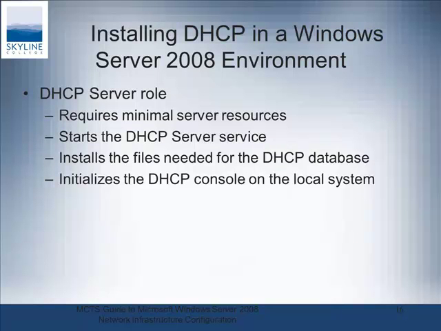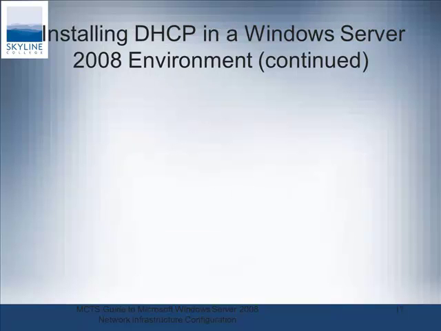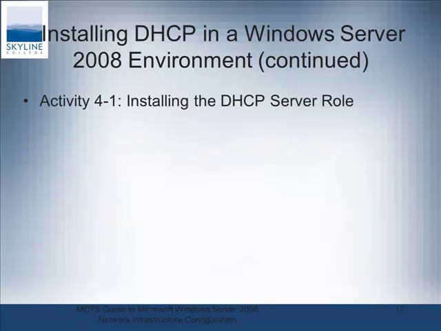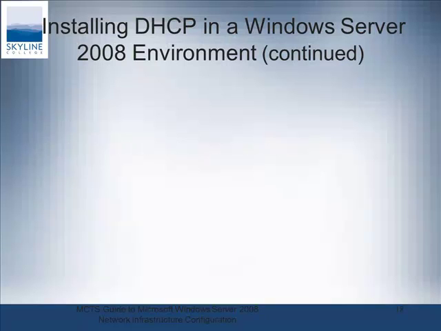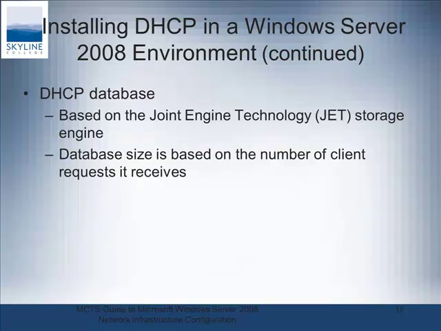The server role, minimal server resources, starts the DHCP server service, installs the files you need, initializes DHCP console on the local system, and goes through a basic configuration setup, and that's what's going to happen when you install this thing. And I don't think any of the activities are going to take that long. I never knew what JET stood for. Now I do. Joint Engine Technology Storage Engine. I just like JET better, don't you? It's a lot easier to remember.